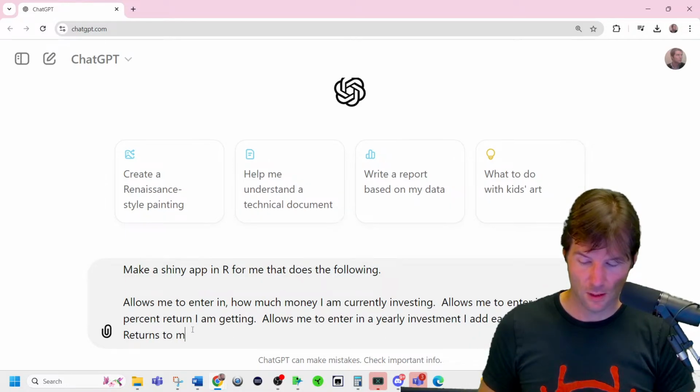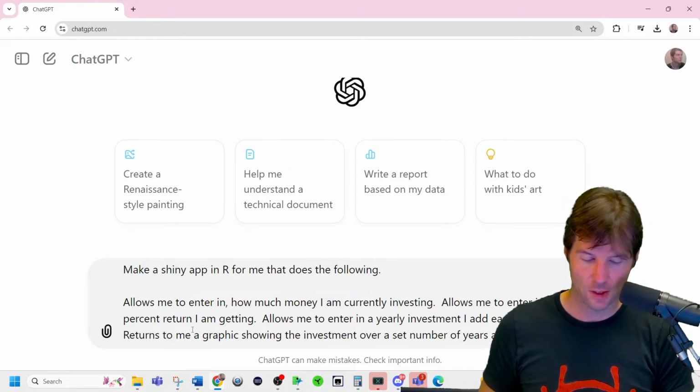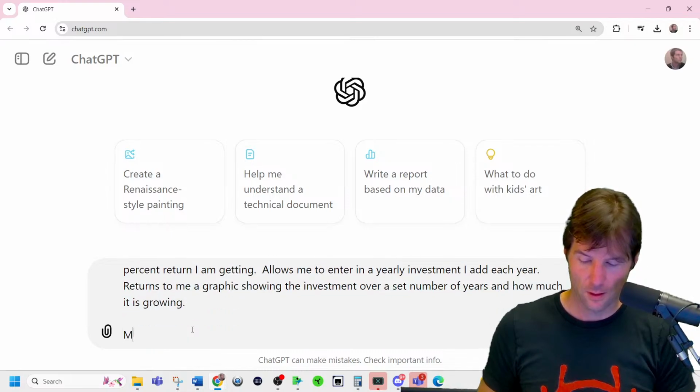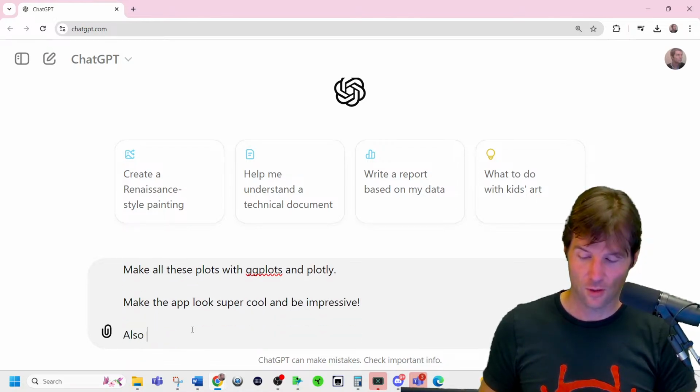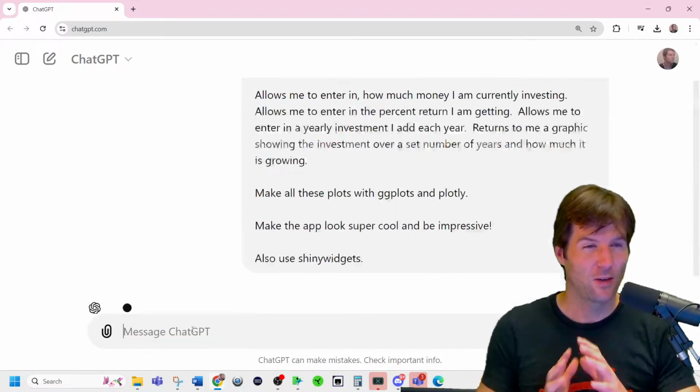Returns to me a graphic showing the investment over a set number of years and how much it is growing. Make all these plots with ggplots and Plotly. Make the app look super cool and be impressive. Okay, I'll also use Shiny widgets. Okay, let's check this out.